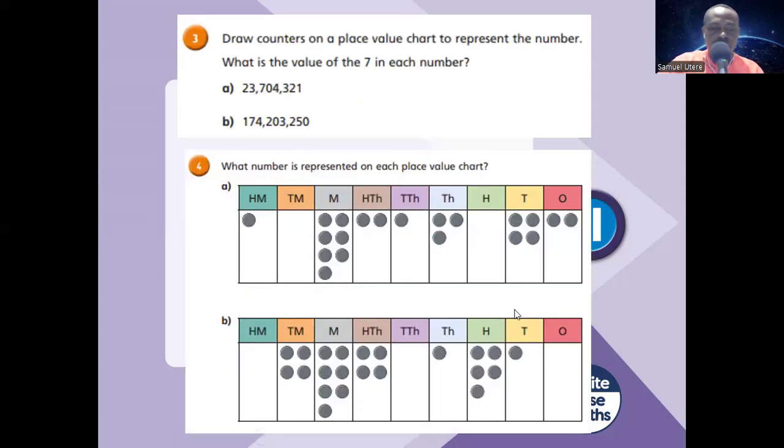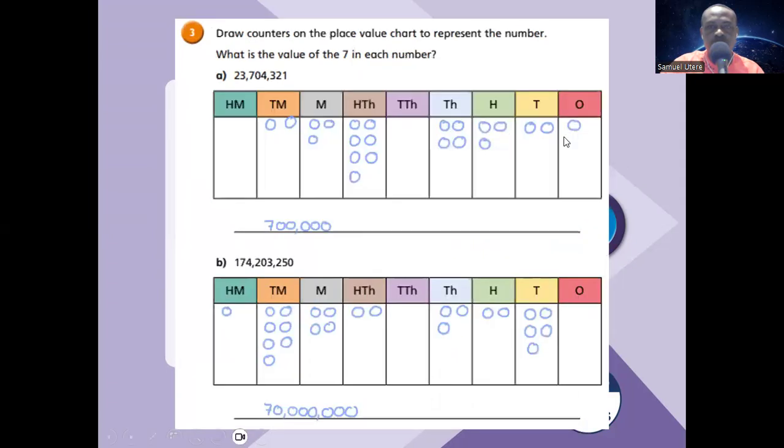Pause the video and have a go at questions 3 and 4 in 4 minutes. Assuming you've paused the video and you've really thought about this and you've worked it out, so here are the answers. Let's discuss them. Question 3, you were asked to draw counters on the place value chart to represent the number, which is the value of the 7 in each number. And here are the counters.